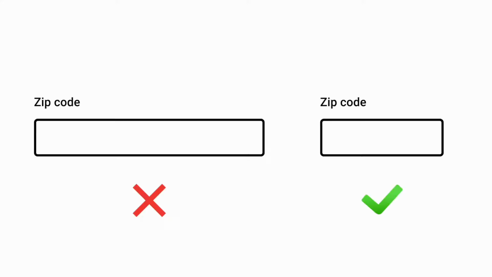Provide helpful constraints. Helpful constraints will prevent users from making the wrong choice. Let me give you a few examples. First, the width of the input field can tell the user how many symbols they need to type. For example, when we design a zip code field, there's no need to make the field too large because it will create a false impression that the zip will have many symbols.